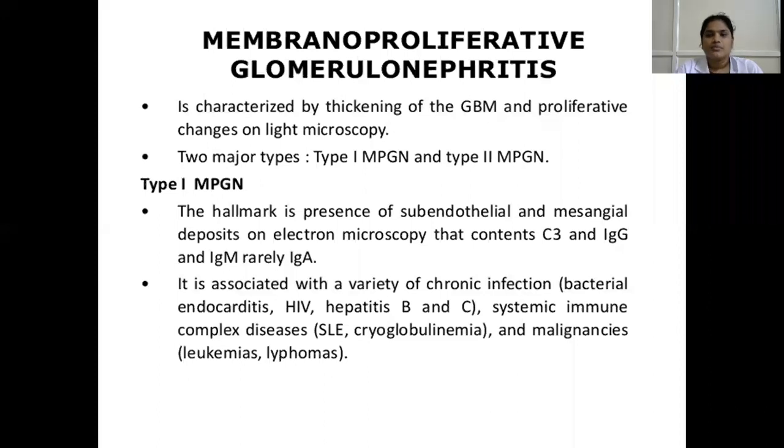Then the next one is membranoproliferative glomerulonephritis. This is characterized by thickening of the basement membrane and proliferative changes on light microscopy. There are two major types, type 1 and type 2. In type 1, the hallmark is the presence of subendothelial and mesangial deposits on electron microscopy that contain C3, IgG, IgM, and rarely IgA. It is associated with chronic infections like bacterial endocarditis, HIV, hepatitis B and C, and SLE, and with malignancies like leukemia and lymphomas.